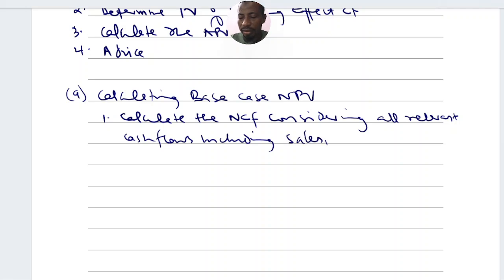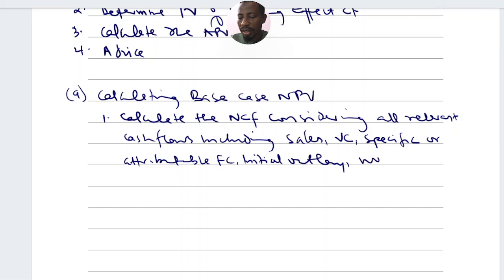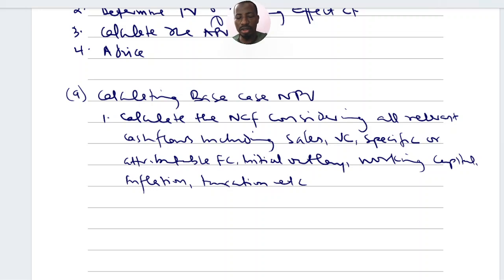sales value, variable costs, specific or attributable fixed costs, initial outlay, working capital, inflation, taxation, etc. All those things you normally do when you are computing the net present value. So you are still going to do it when you are calculating the base case NPV.